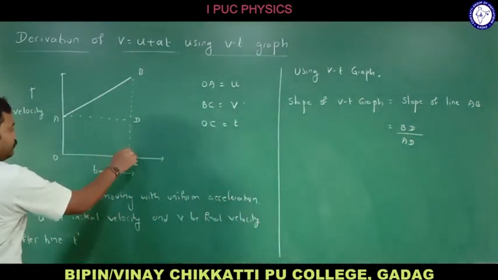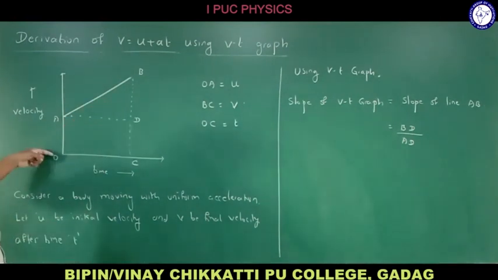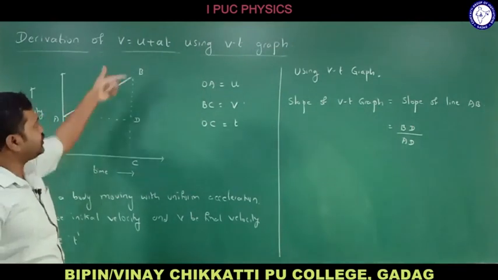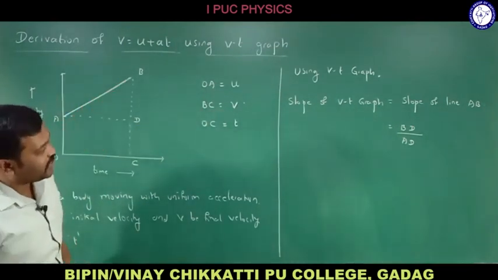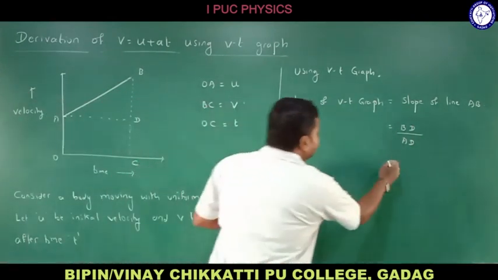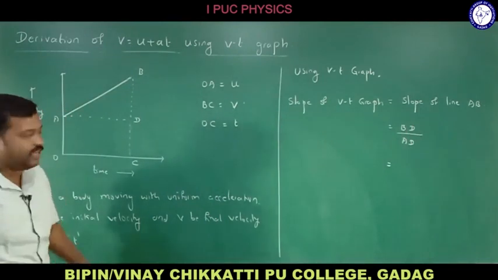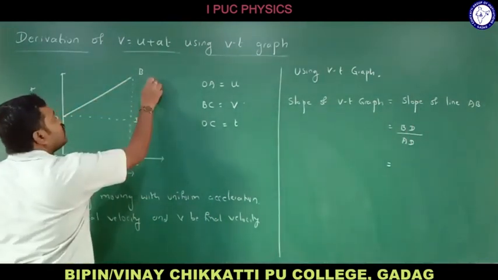Okay, now but what is BD? We don't know. What is OA? Yes, we know OA, it is the initial velocity. What is BC or CB here? That is the final velocity. But we don't know what BD is, right? So what we want is BD. How to write BD? Just imagine this. I want this distance.